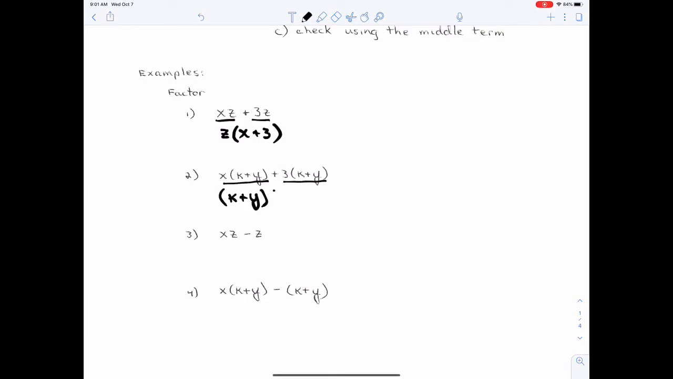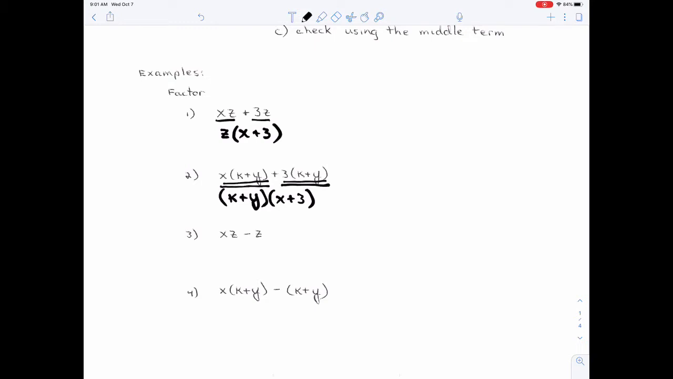Now, in this first term, if you pull out the k plus y, what are you left with? x. And in the second term, if you pull out the k plus y, what are you left with? Plus 3. Now, I want to point out something. Number 1 and number 2 are the same problem. The only difference is number 1 has a z, and number 2 has the quantity k plus y, but other than that, they're the same problem.